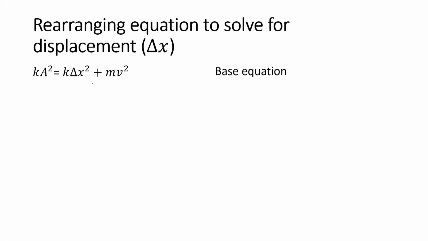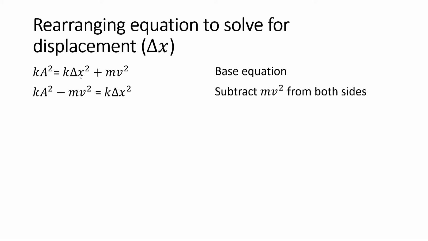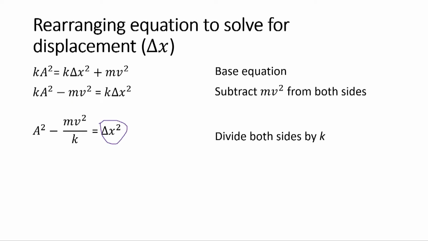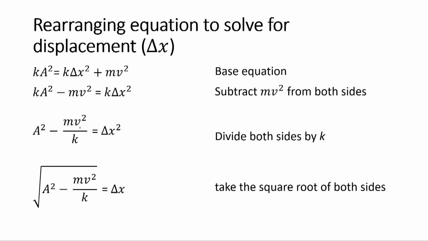Okay. Now we have delta x here. So with our base equation, we're going to isolate delta x slowly by subtracting mv squared from both sides. Then we divide both sides by k, and we have delta x off on the side by itself here. Again, we can cancel out the k there, and then this just ends up being mv squared divided by k. Now to get rid of that squared sign, take the square root again, and we end up with this big nasty equation. And that is our proof.